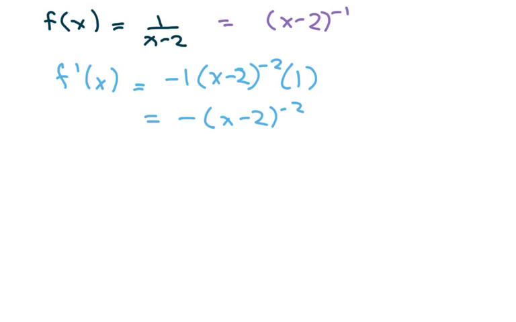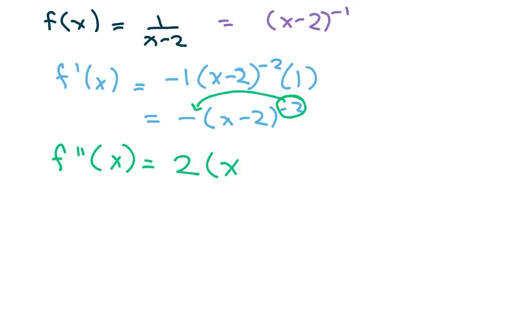Now normally we'd clean this up, but since we take the second derivative, I'm going to leave it like that. So I'm going to multiply these two, and I get 2 times x minus 2 to negative 3 times the derivative of the inner function, which is 1 again. So that's going to simplify to 2 over x minus 2 cubed.